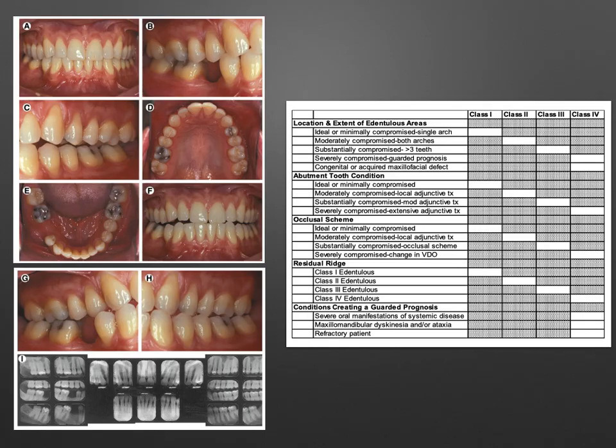So in the following slides, I know it may not be easy to get on, so let me give you some examples to show you how you use these classifications.